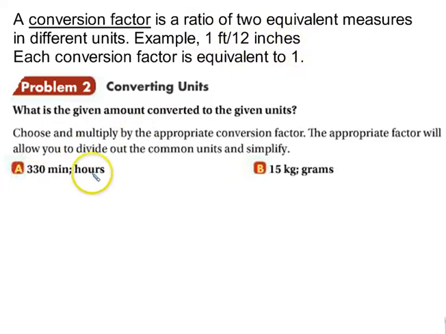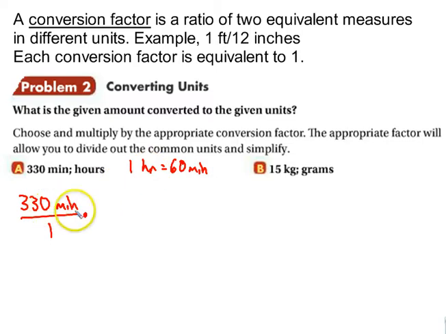So here we want to change from minutes to hours. So I'm going to do 330 minutes over 1. I'm going to multiply it by the conversion factor, which says 1 hour is equal to 60 minutes. So I want the hour to be on top because that's what my final goal is, to turn it into hours. So this always goes on top, and underneath goes the minutes. So this is equal to 1. The minutes cancel.